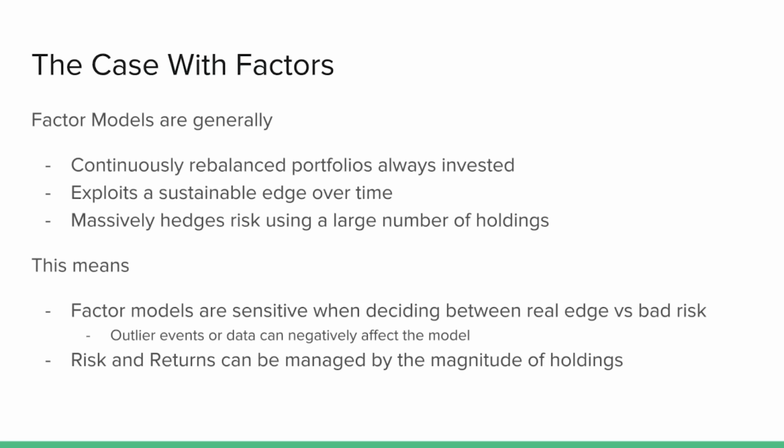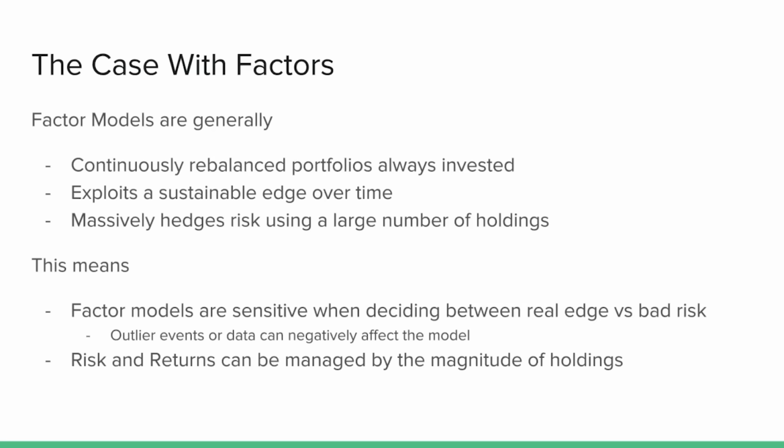So today I want to talk about the case with factors and factor models. Generally, factor models are continuously rebalanced portfolios. They're always invested. They want to exploit a sustainable edge over time, and they massively hedge risk using a large number of holdings, since it cancels out all the noise in between. And this means that factor models are actually quite sensitive when you're trying to understand the difference between a real edge or alpha versus just bad risks that you shouldn't take. And in these cases, outlier events or data can easily affect the model negatively in a way where the difference between real edge and bad risk can be hard to tell.